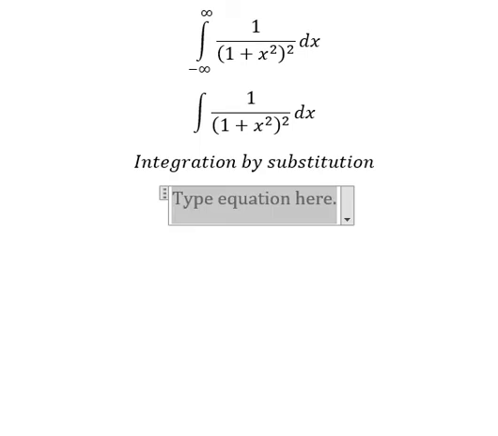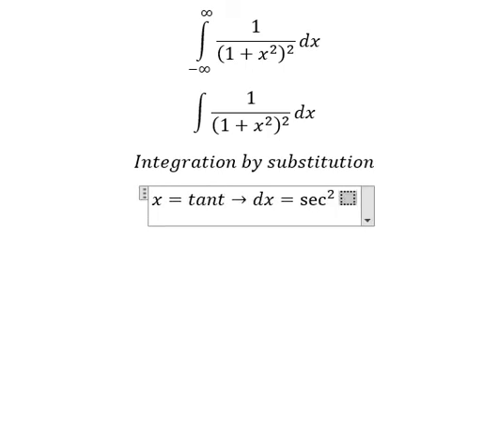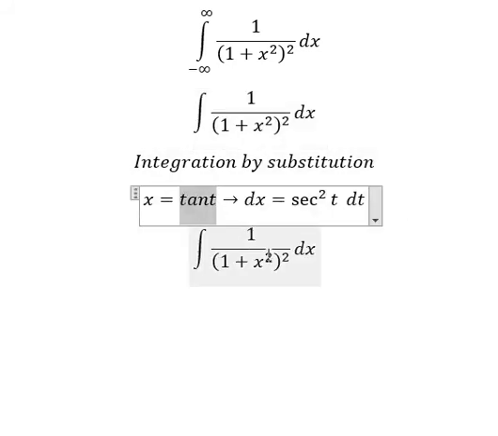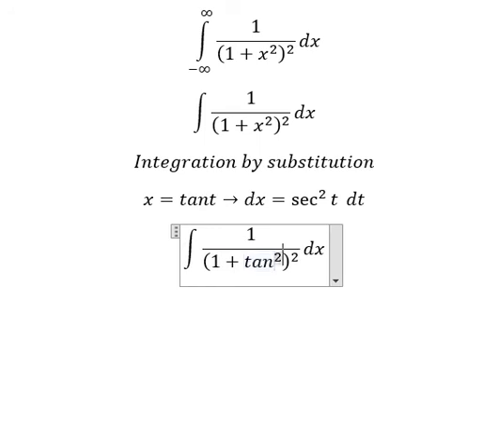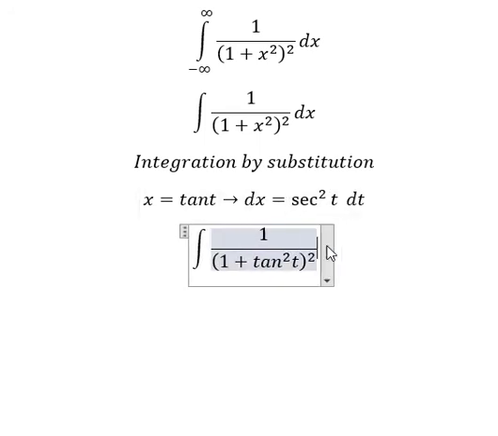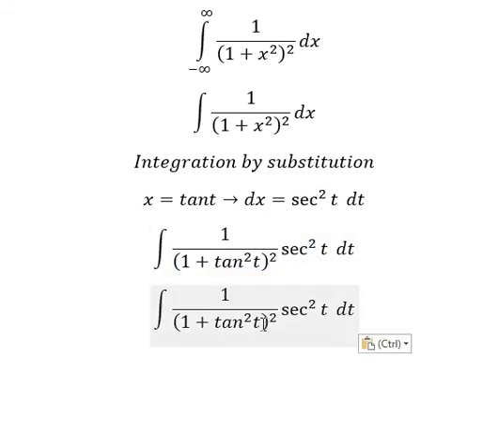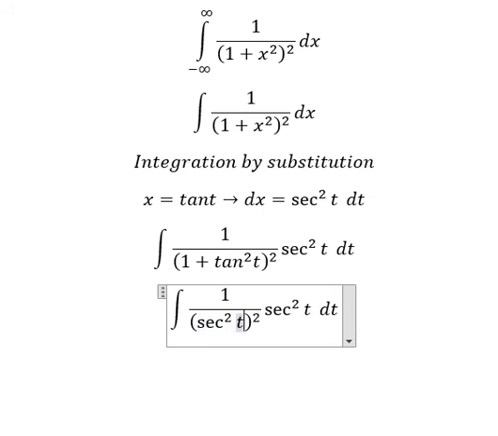So I will put s equals tan t, ds equals secant of t squared dt. After we do the first derivative of this one, we put tan t in here, and ds we change for this one. We know that 1 plus tan t squared we change for secant of t squared.